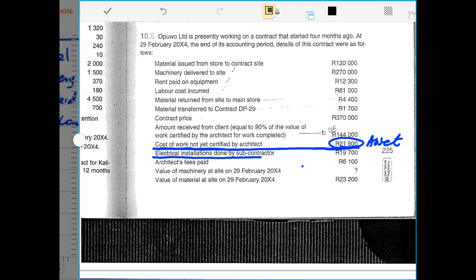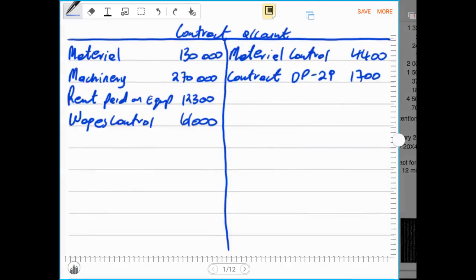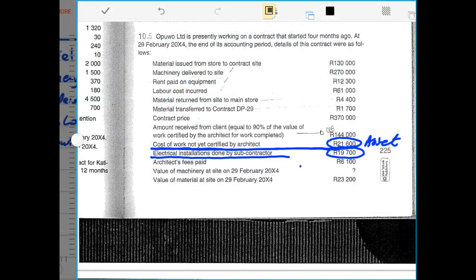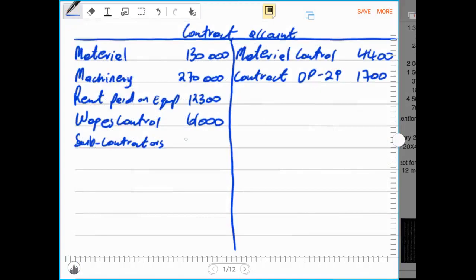Electrical installation done by the subcontract amounted to 19,700. So now that will be electrical installation, and it will be recorded as subcontract because it was done by subcontractors. So now we debit our subcontractors by the amount that they've done, and the amount of the work done by subcontractors amounted to 19,700. We have incurred this expense, yet the work was done by the subcontract. However, it is an expense for this contract.